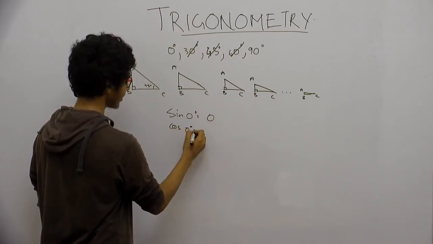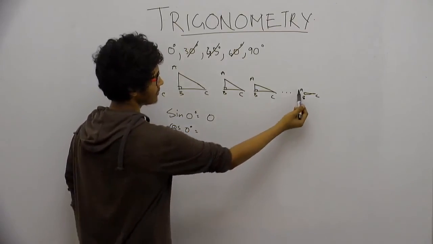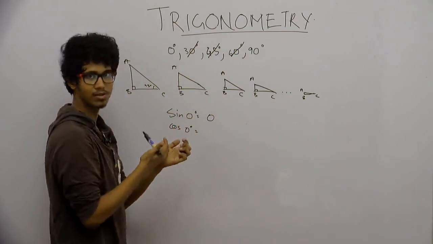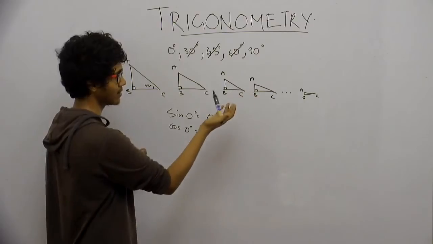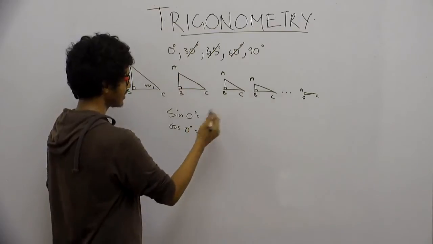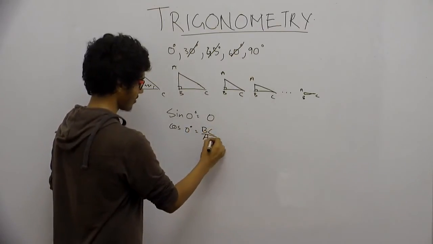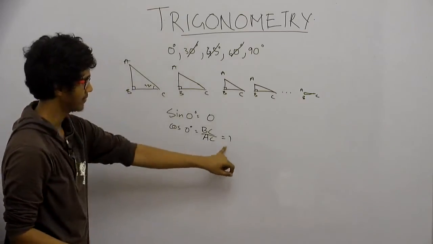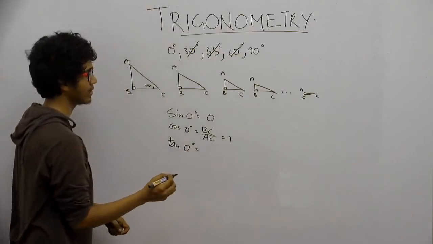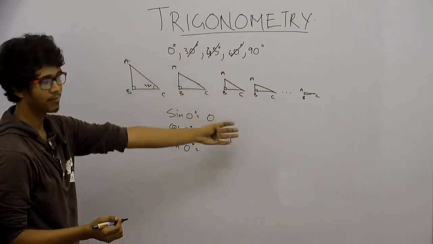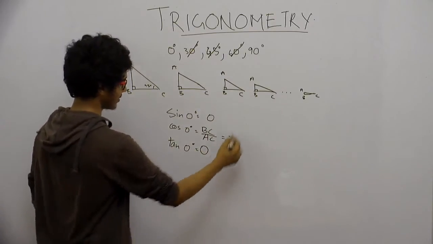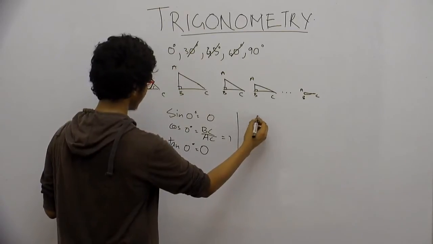Similarly, cos 0 degree. Now the thing about AB being 0 is that AC and BC will coincide. So it becomes AC equals BC, and since cos 0 degree, that is C, will be BC upon AC, and since BC and AC are equal, this will be 1. Similarly, tan of 0 degree. Again we see that AB is almost negligible, it is 0, so AB by BC will be 0.